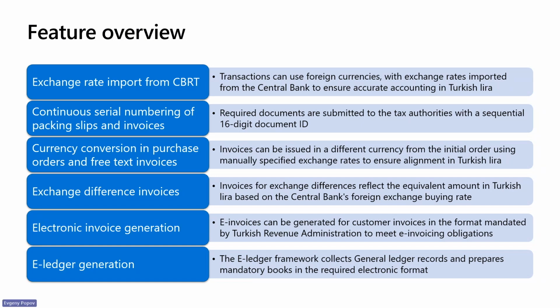Lastly, the localization package for Turkey includes the functionality of e-ledger. The e-ledger is a legal and technical framework that collects general ledger records in a journal book and helps to prepare mandatory books in an electronic format according to legal requirements in Turkey. These books must adhere to the specified formats and standards, guaranteeing their immutability, integrity, and source accuracy, and can be used as evidence before authorities. The framework utilizes the internationally adopted XBRL standard, which stands for Extensible Business Reporting Language, for electronic preparation.